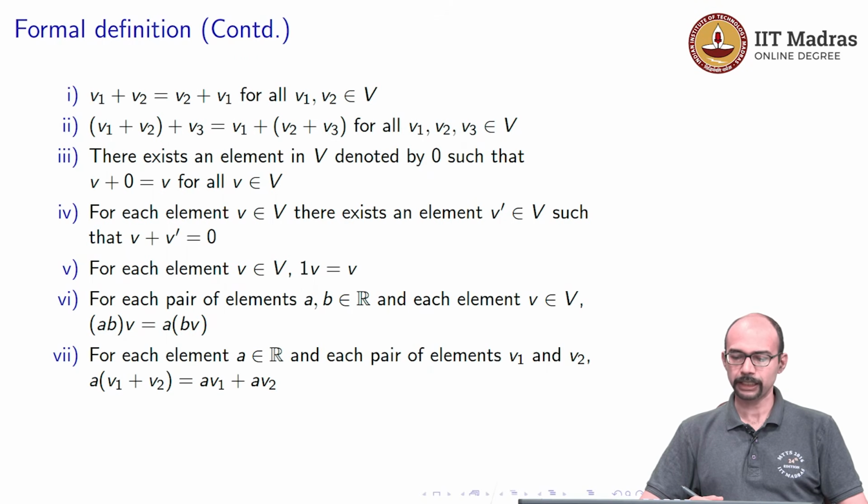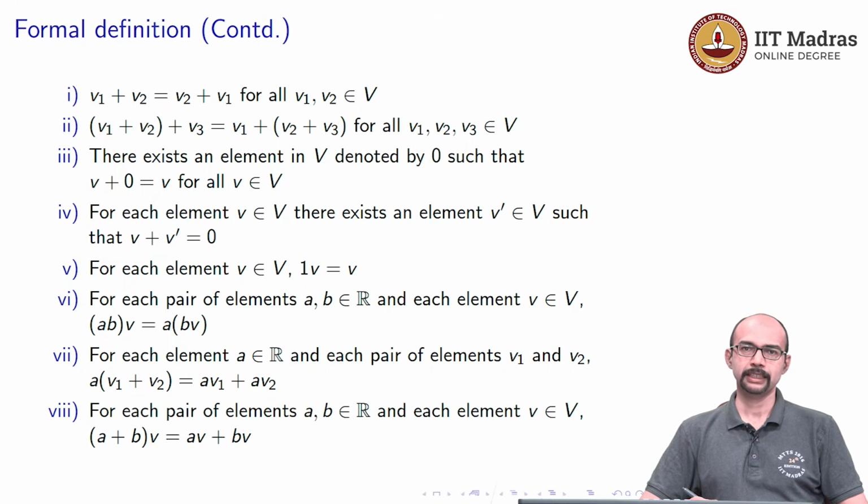And then finally, well, not finally, we have one more to go. For each element A in R, that means each real number, if you take two vectors V1 and V2 and you do A times V1 plus V2, then that is the same as doing A times V1 plus A times V2. So scalar multiplication distributes over addition. And if you have two real numbers A and B and a vector V, then you can get A plus B times V, or you can do A times V plus B times V, and the result is the same.